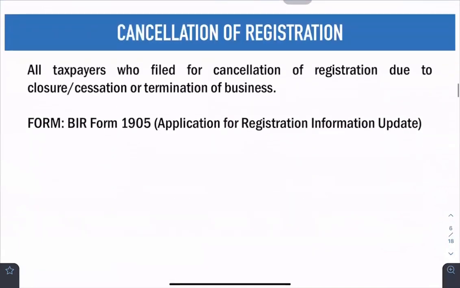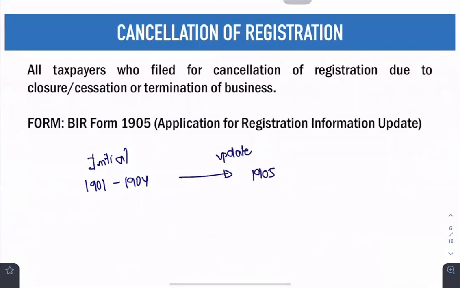Now, what if on your initial registration, so your initial registration is 1901 to 1904, you now want to update your registration. You update it using 1905. How about if you want to terminate your business? You terminate it using BIR form 1905. So all taxpayers who want to cancel or close or cease or terminate their business, you use BIR form 1905. That is the application for information update.